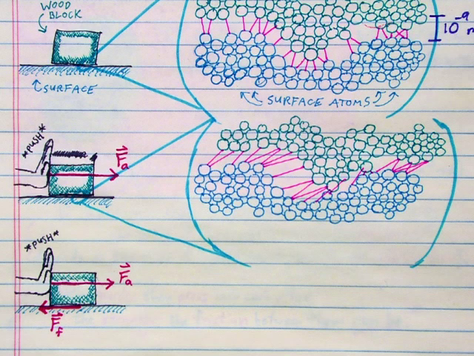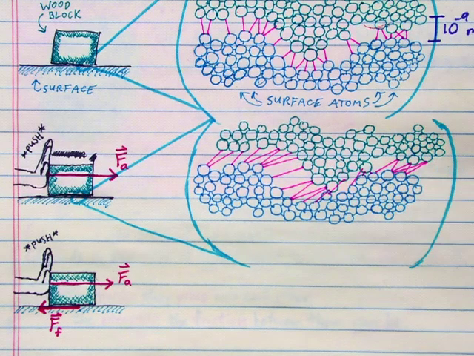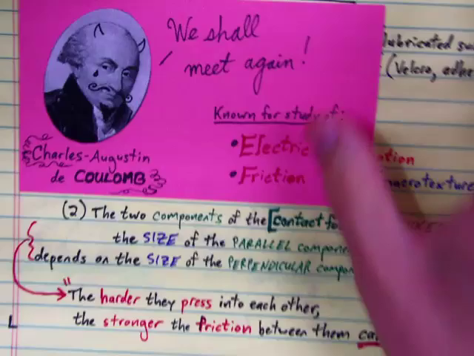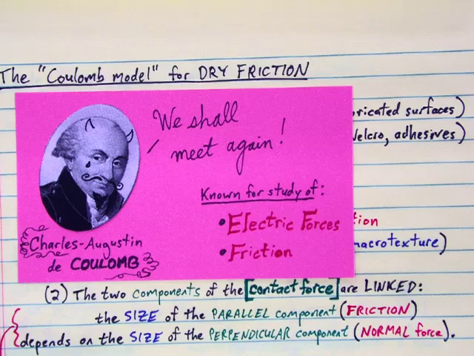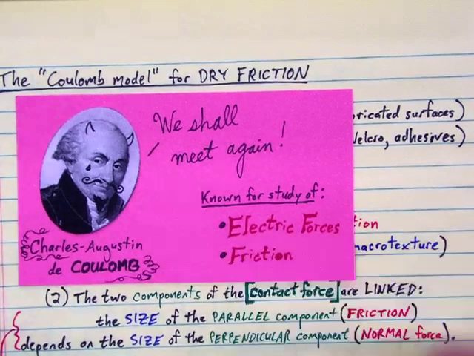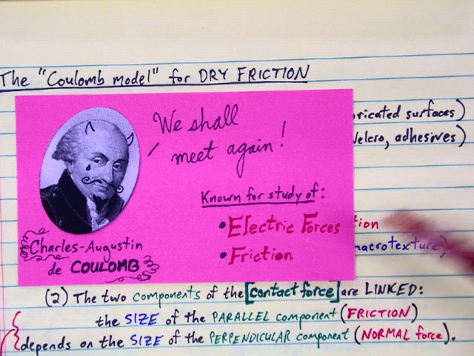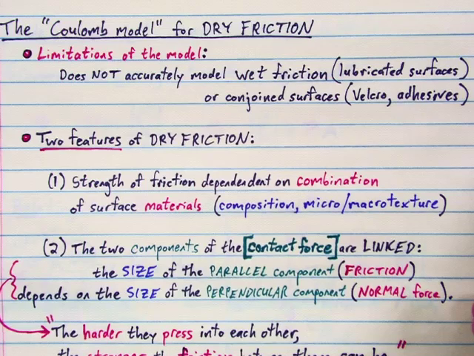This is obviously a very complicated process, so we need a mathematical model for friction that simplifies all these interactions but still makes accurate predictions. Enter the Coulomb model for dry friction. Named after Charles Augustin de Coulomb here, who we shall encounter again when we come back around to study electric forces. The Coulomb model for dry friction.